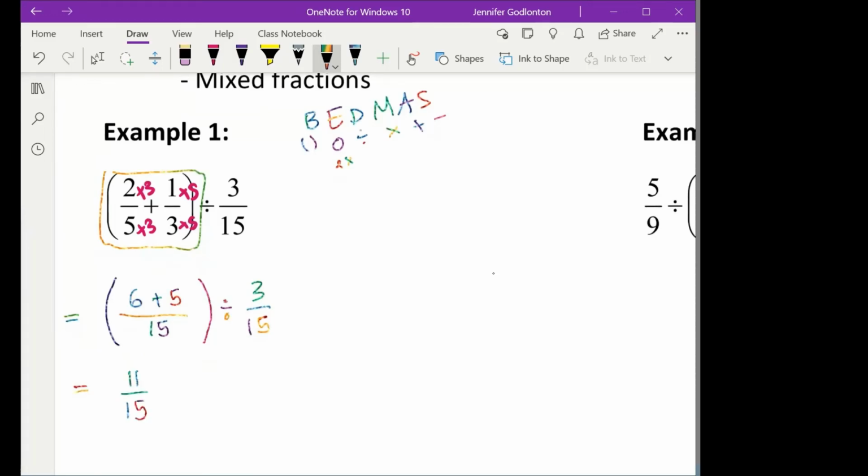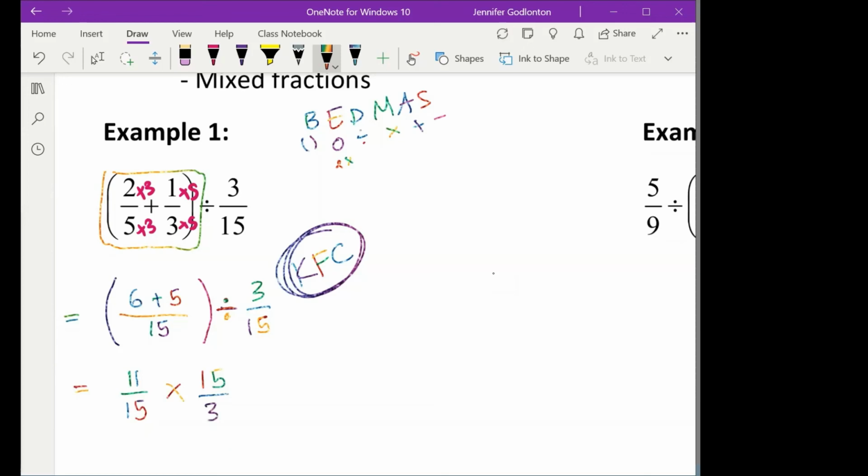What do we do in a division situation with a fraction? What are the 3 letters we think of when we see division? KFC. Yes, KFC. We're going to keep our first fraction, flip our second fraction, and change the sign.